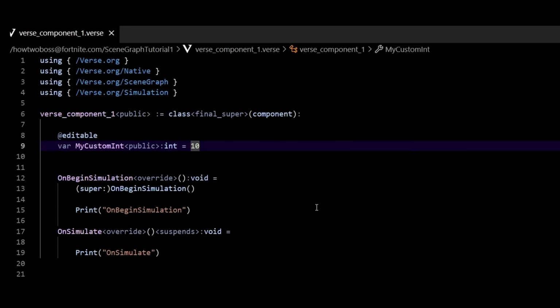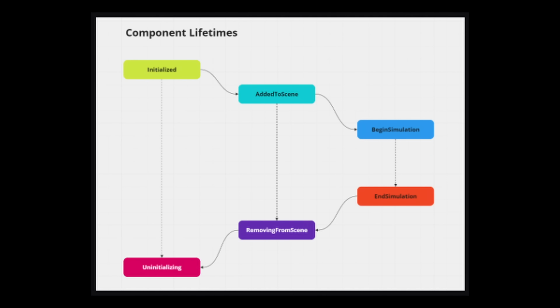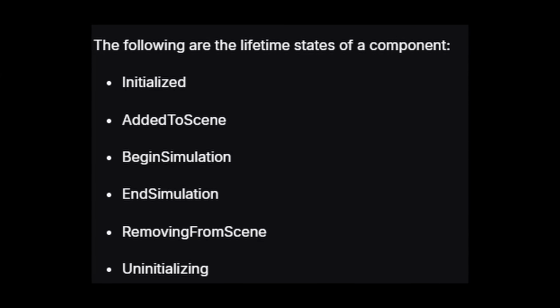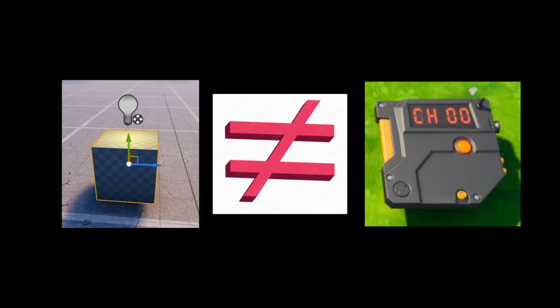Okay, now let me just briefly go over how Verse works with scene graph. First things first, you want to know about component lifetime. Components move through a series of lifetime functions as they're added to entities, added to the scene, and begin running in the simulation. The following states are: initialized, added to scene, begin simulation, end simulation, removed from scene, and uninitializing. So every single component will always go through all of these throughout the lifetime of their life, I guess. Now it's important to note that these component lifetimes are different to device lifetimes, which are like the creative devices.